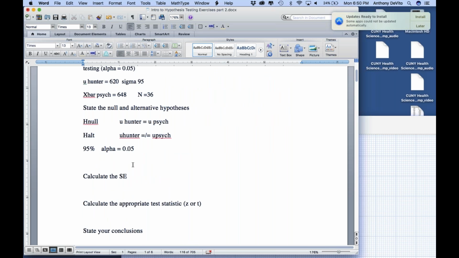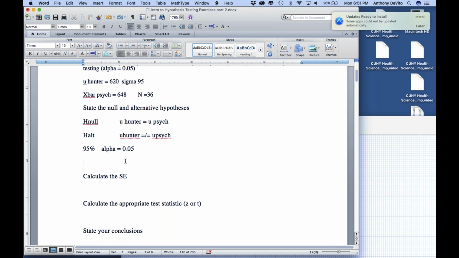First of all, what are we really trying to demonstrate? We're trying to determine whether it's likely that we could get a result like this from this population. What's the likelihood that this result would fit into this population? What percentage of the time would we get a mean of 648 for a sample size of 36 from this population? To do that, we have to calculate how many standard errors, because we're dealing with a sample, apart these two means are, 648 from 620.